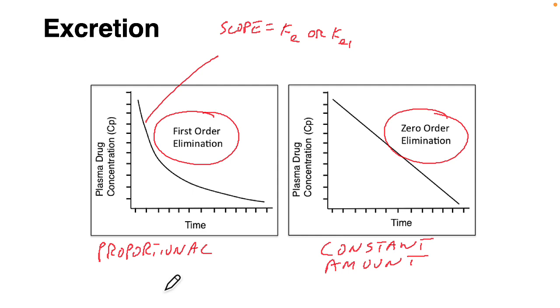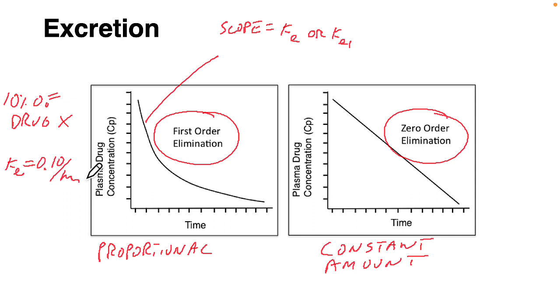To bring this to life, let's consider an example. If 10% of drug X were eliminated per hour, then the Ke would equal 0.10 per hour. This means that 10% of the drug will be eliminated per hour, whether the starting dose is high or low. It's a constant fraction of the drug that's eliminated per unit time.